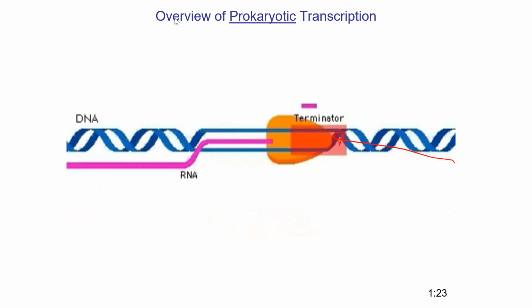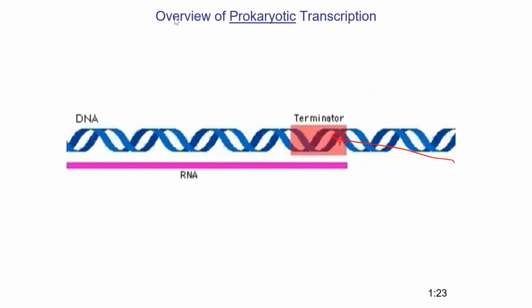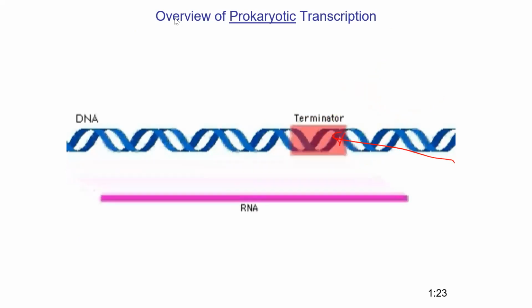The last stage of transcription is termination. Once RNA polymerase has gone past a sequence called the terminator, the enzyme releases the completed RNA and detaches from the DNA.